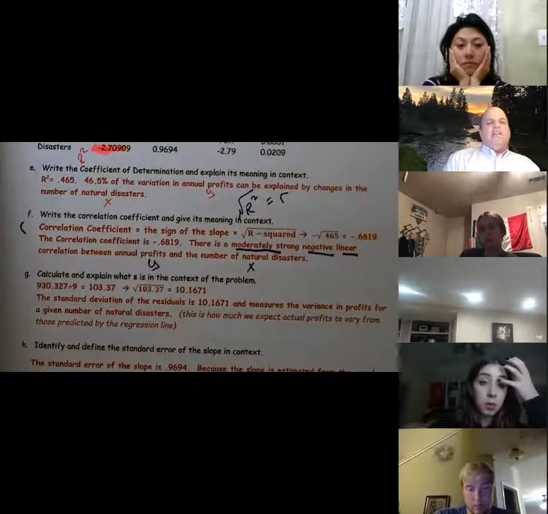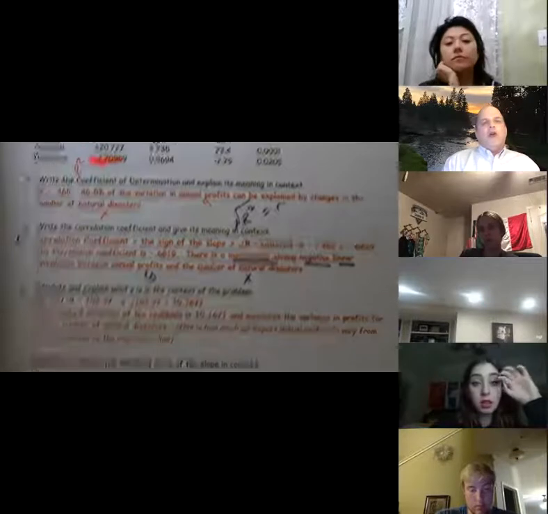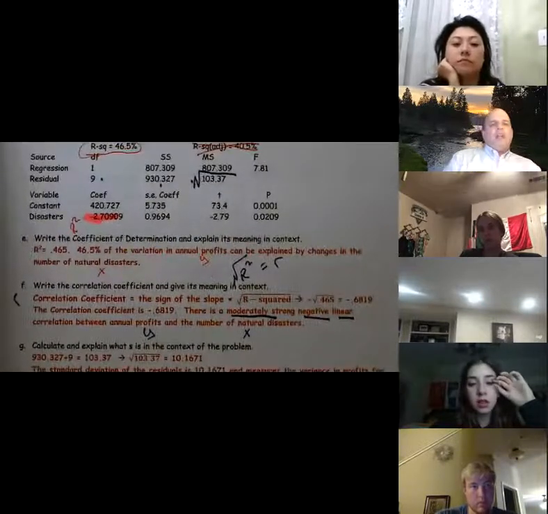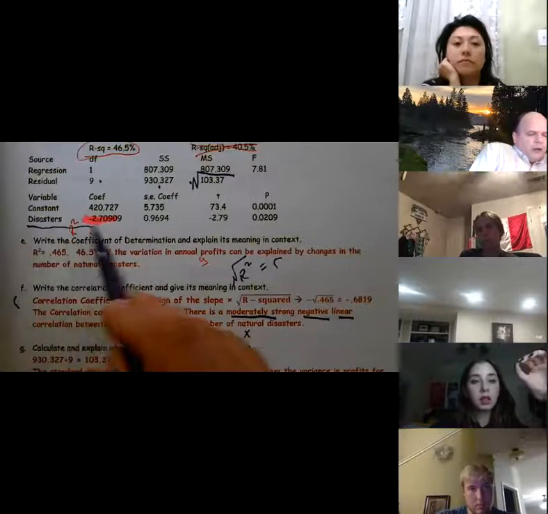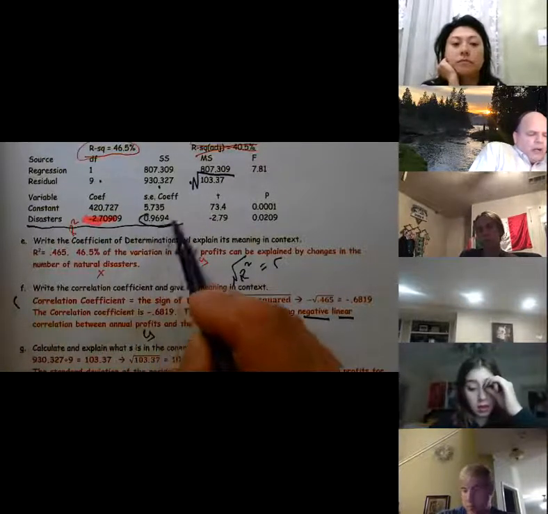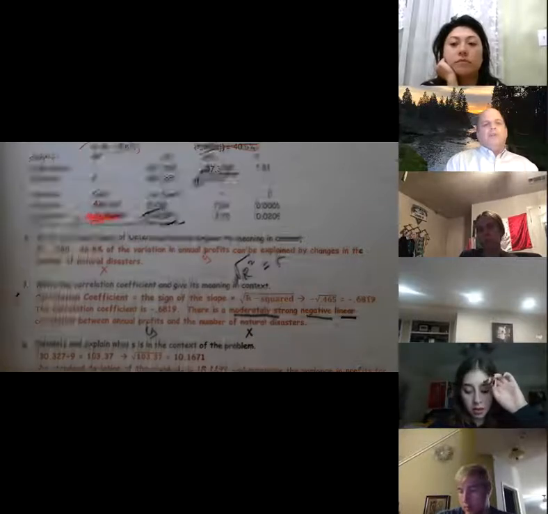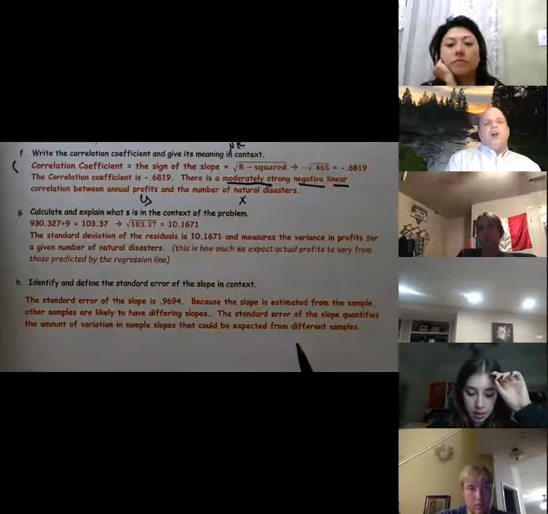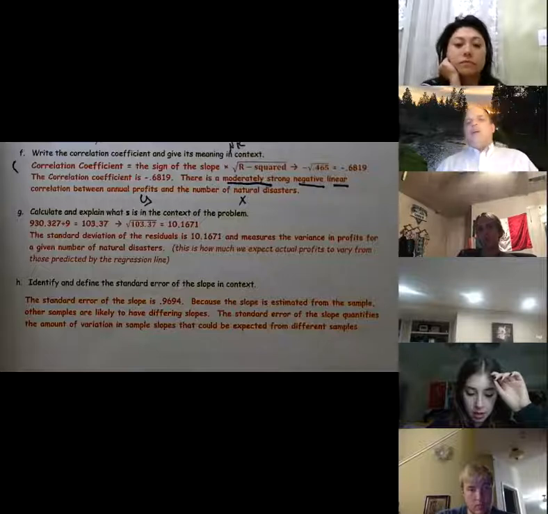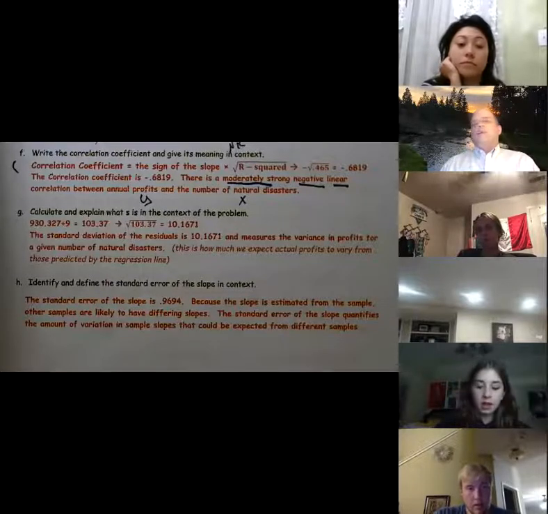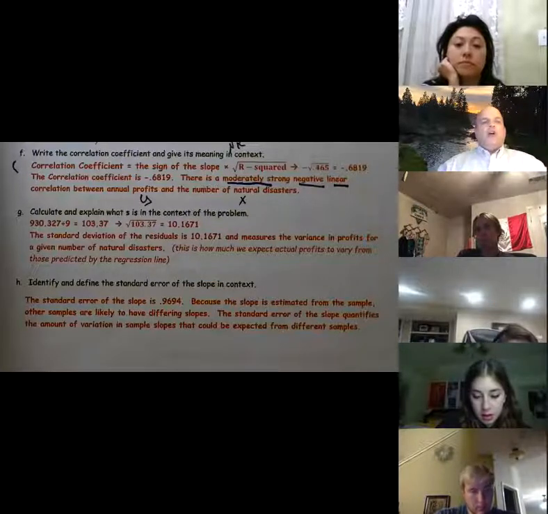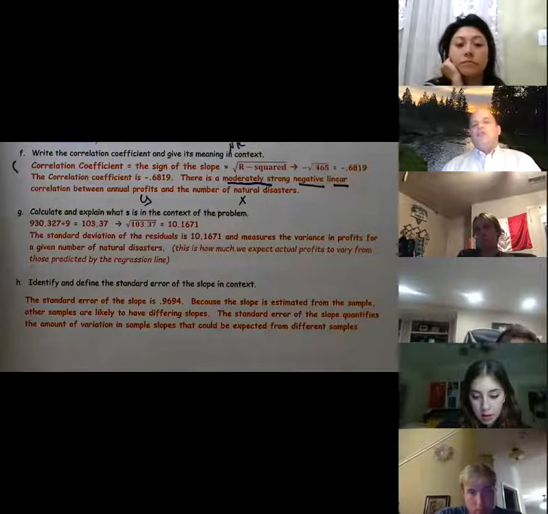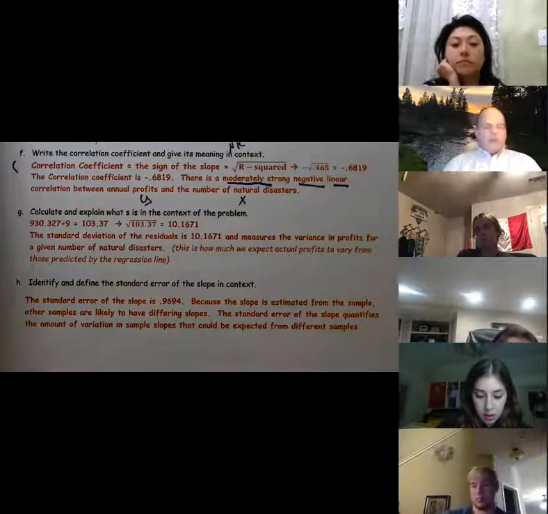Then last thing, identify and define the standard error of the slope. We're just going to pay attention to the slope line, which is right here. And this value right here is my standard error of the slope. The standard error of the slope is 0.9694. This is a very long sentence on page 206. Because the slope is estimated from the sample, other samples are likely to have different slopes. The standard error of slope quantifies the amount of variation in sample slopes that could be expected from different samples.